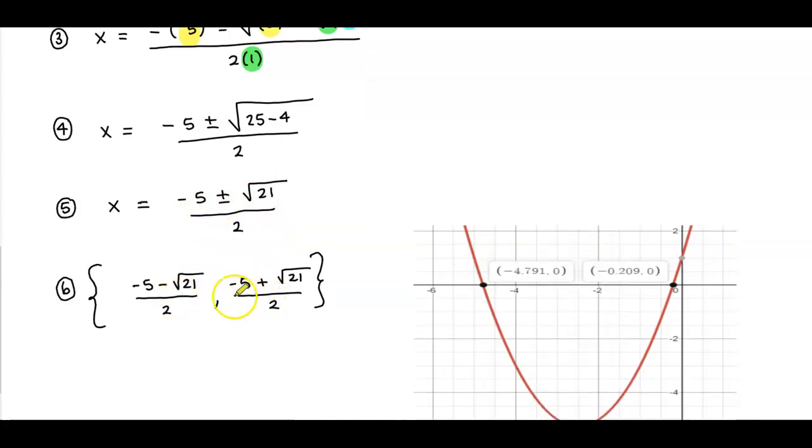And then here are our solutions: negative 5 minus the square root of 21 over 2, and negative 5 plus the square root of 21 over 2. And those are the locations of our solutions. And again, you can check this on your calculator to make sure it verifies with those decimals.